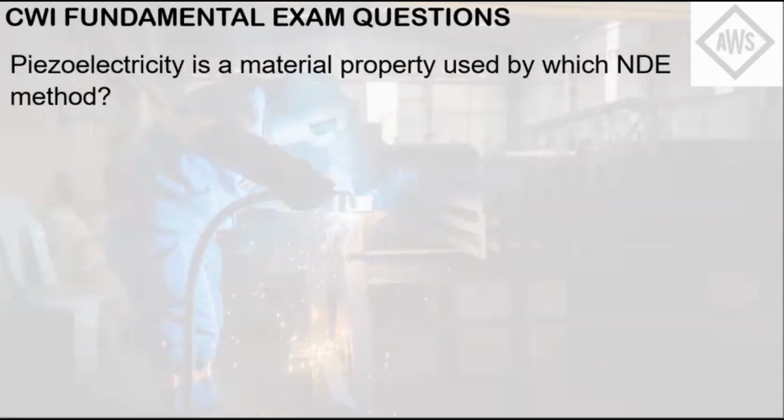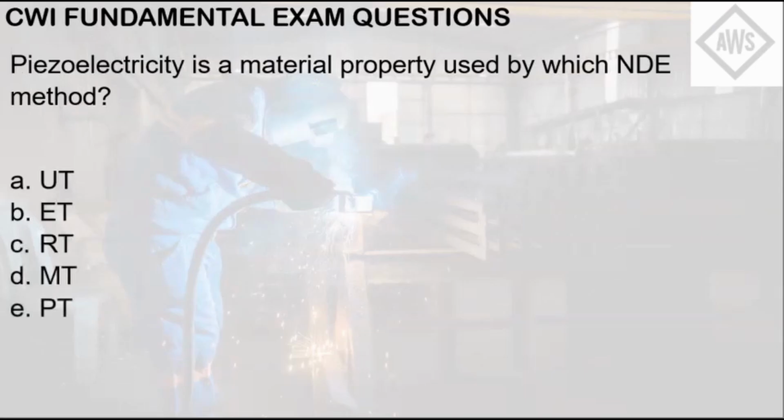Piezoelectricity is a material property used by which NDE method? Letter A, UT; letter B, ET; letter C, RT; letter D, MT; letter E, PT. So piezoelectricity is used in UT, wherein the transducer is attached to an electric base unit. The machine then produces pulses through a coaxial cable that is in contact with the test object through the use of a couplant, right? So for letter B, eddy current does not make use of contact with the metal, unlike UT with couplant.